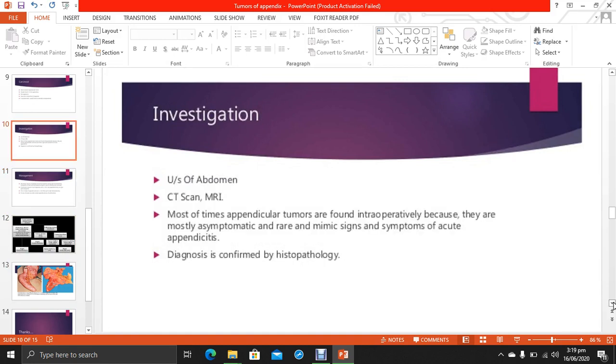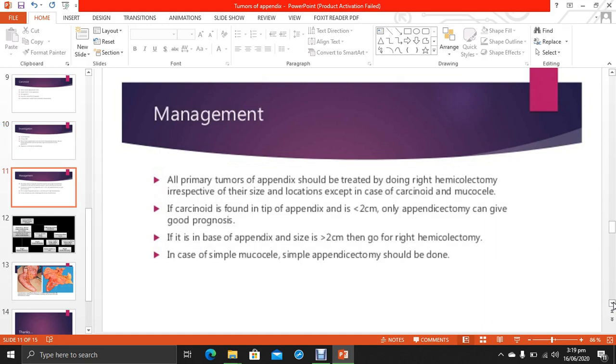CT scan, MRI, as I told you, in an old age patient, if you feel a mass, then you should not proceed just for appendectomy. You should do a CT scan with IV and oral contrast. There is a chance of malignancy, so you should be prepared for further management.